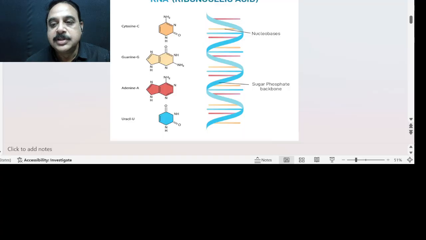Moving ahead, how does the RNA look? Basically it looks like a single-stranded molecule which has a sugar-phosphate backbone. Nucleobases are present. This one is a pyrimidine, the next two are purines, and the last one is again a pyrimidine. If I have to compare the first one and the last one in terms of structure, I look at the nitrogen alternative positions.